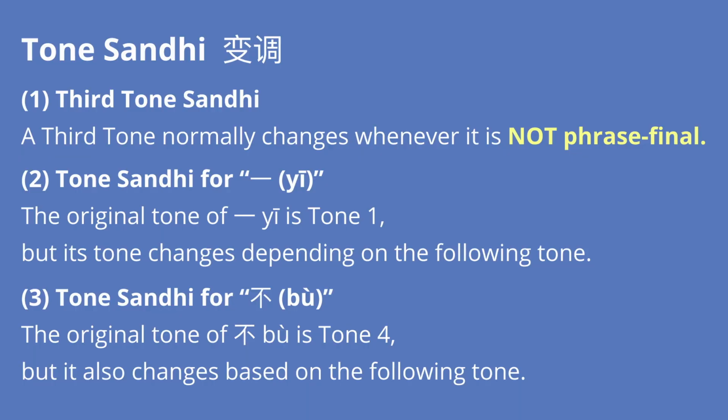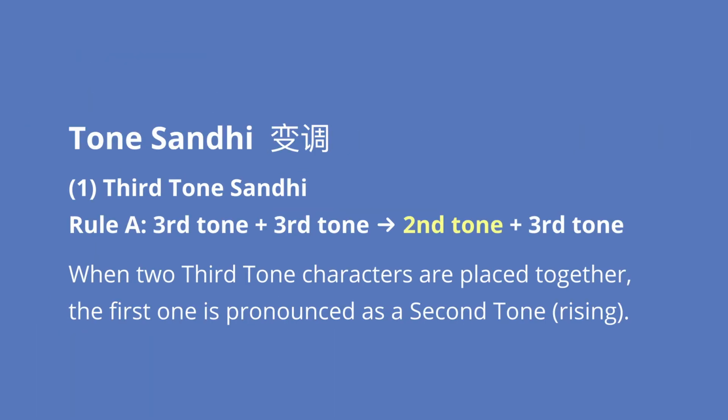As you can see, there are 3 most common rules for Tone Sandhi. Sandhi of the third tone, Sandhi of the character I, Sandhi of the character Bu. I means one and Bu means no or not. Let's look at the first one.